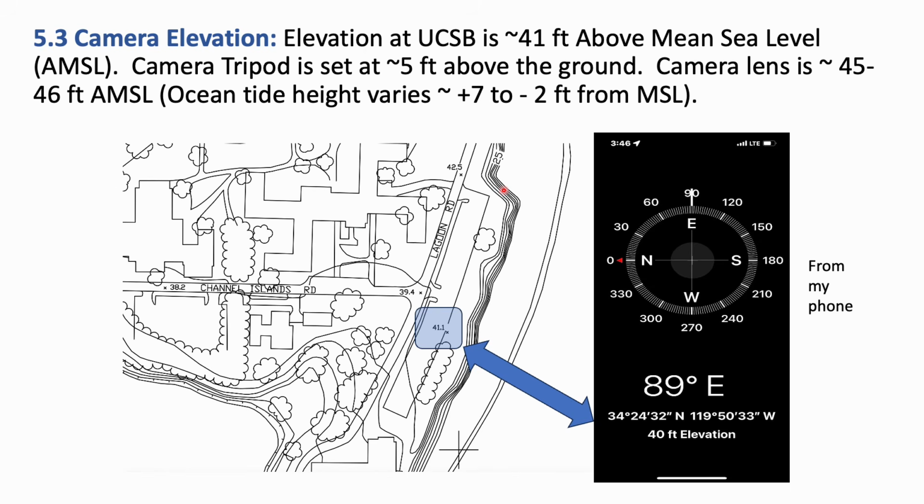This slide shows evidence of the elevation at UCSB where I shoot from. This is off a map of UCSB. It shows a 41-foot elevation at the parking lot. And this is from my camera showing a 40-foot elevation. So you add 5 feet or so for my tripod. I'm at about 45, 46 feet. But the tide varies quite a bit. We've had king tides lately at 7 feet and then downwards of minus 2 feet when they get low.